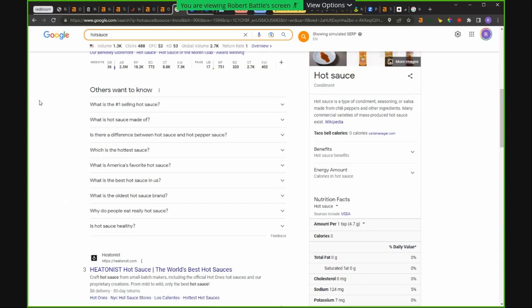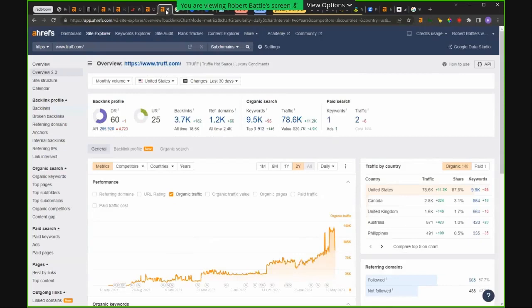And now that we've talked about how to make one piece of content, the art of SEO right now for topical authority is creating content at scale and doing a lot of it. So let's take a look at Truff. Let me find it here.